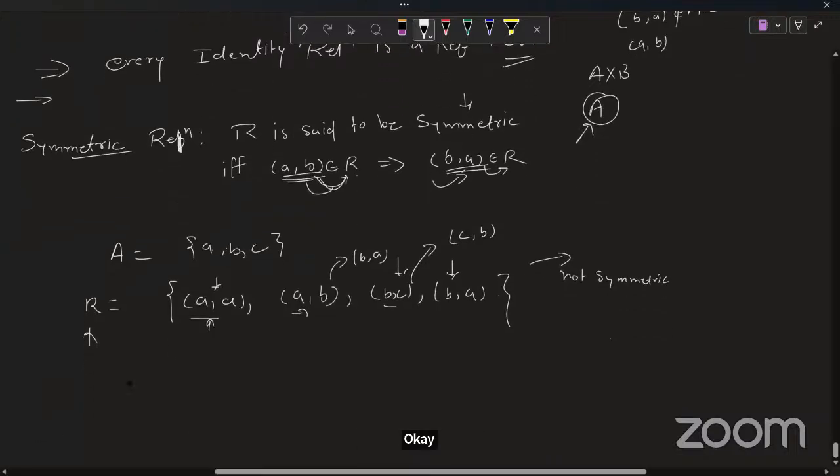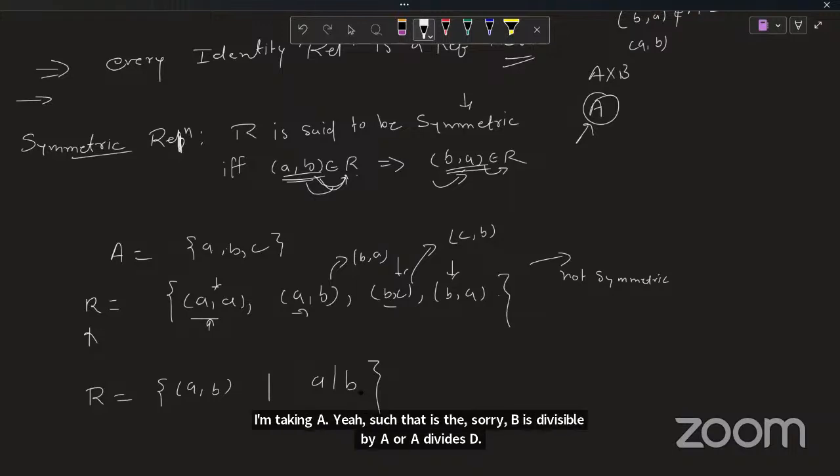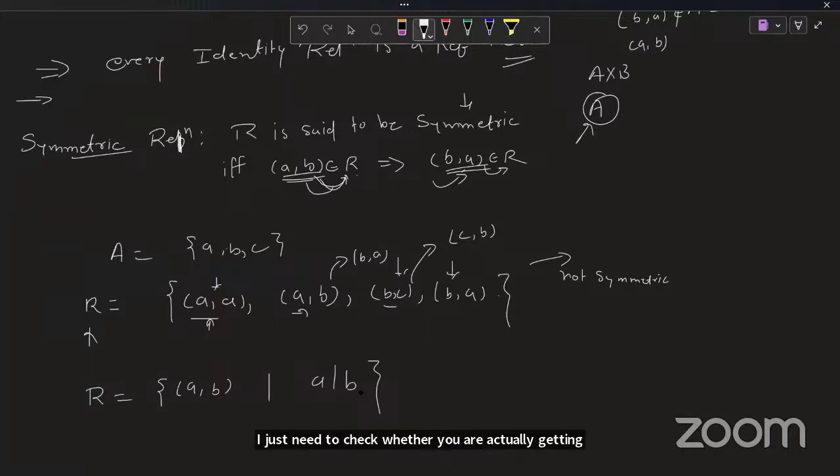Now again, let's move to another example. R where I am taking (a, b) such that a divides b, or a divides b. Is this a symmetric relation? Again, write your answer on the chat box only. I just need to check whether you are actually getting the concept or not. Those who are saying yes, just let me know why it's yes.